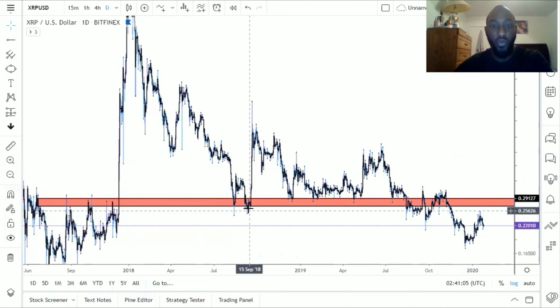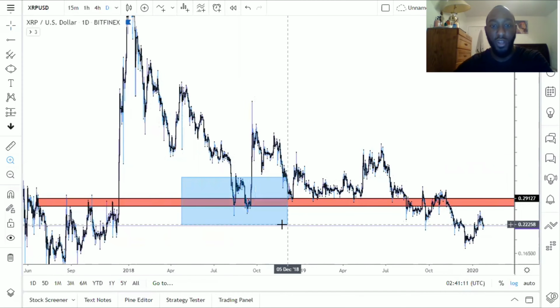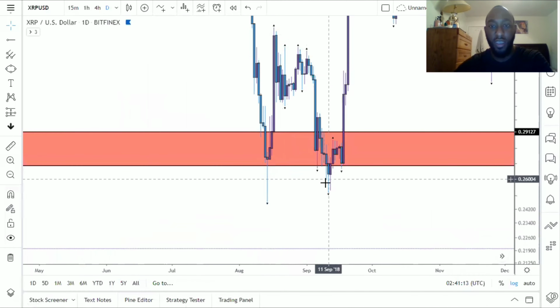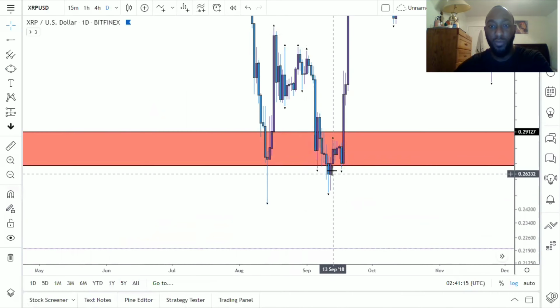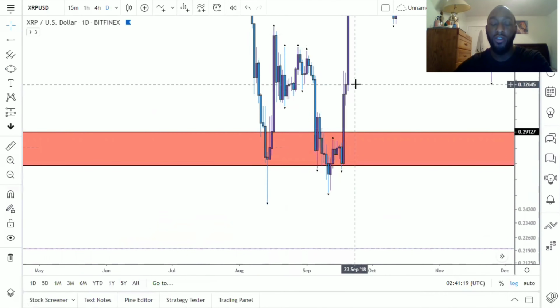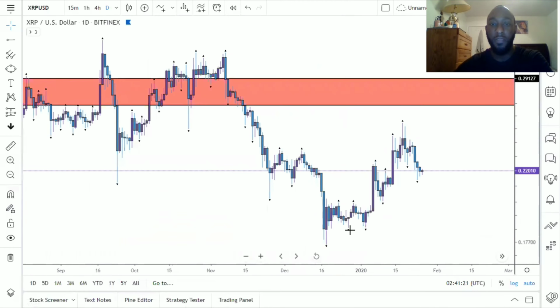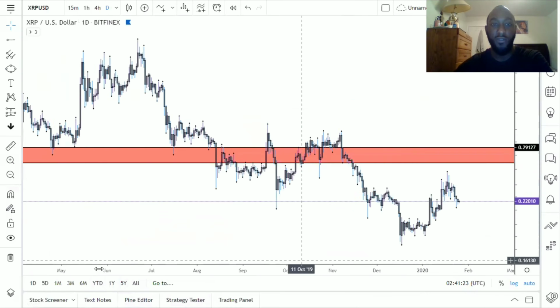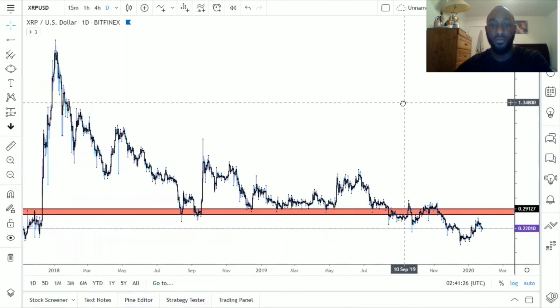But it never really was a clean break. As you see here, it made wicks. So let's zoom in there. It made wicks. It broke out, but it immediately reversed back up to the upside, saying that the market is going to continue to the upside. So let's go ahead and zoom back out.